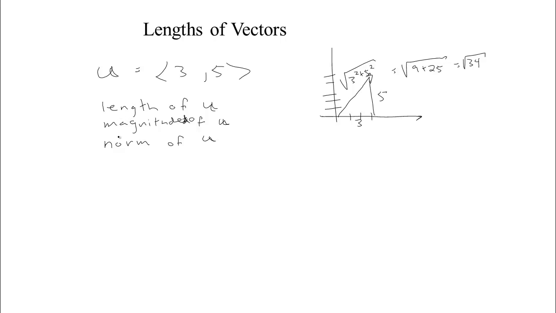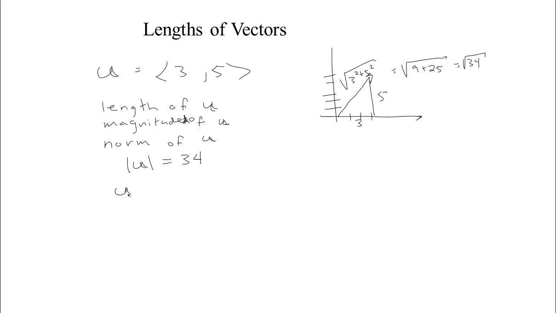Now, to avoid having to write one of these words, length or magnitude or norm, we'll just take the name of the vector and put it inside these bars. These look like absolute value bars, but since the name is bold, we know we're talking about a vector, so we're really talking about the length of that vector. So the length of u is the square root of 34.